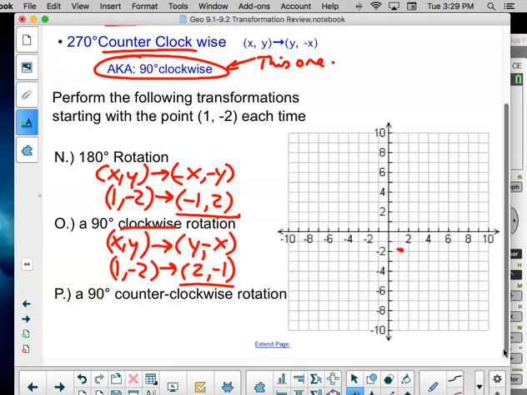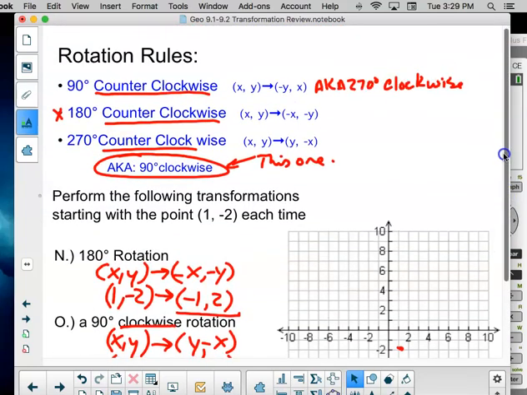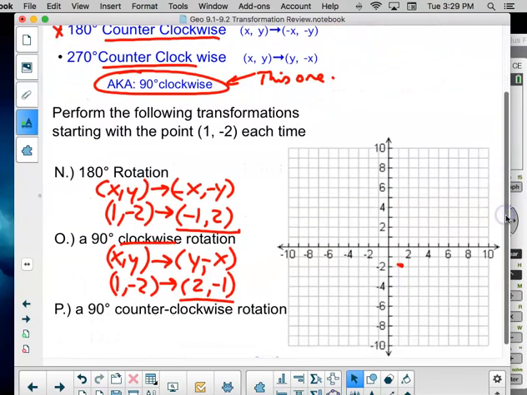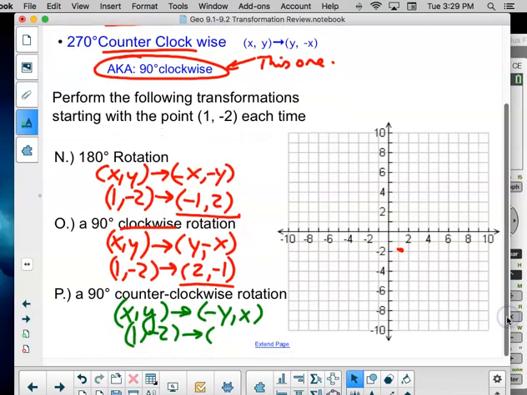Your turn, you pick the right rule. Okay, welcome back. I'm looking at 90-degree counterclockwise. Counterclockwise is the top one. Opposite of y, x. So I've got (x, y) maps onto (opposite of y, x), and I've got (1, -2). We always come back to that same point to make sure that we know what's going on. I'm looking at the opposite of y, which is 2, and x is 1, and that's my final one.